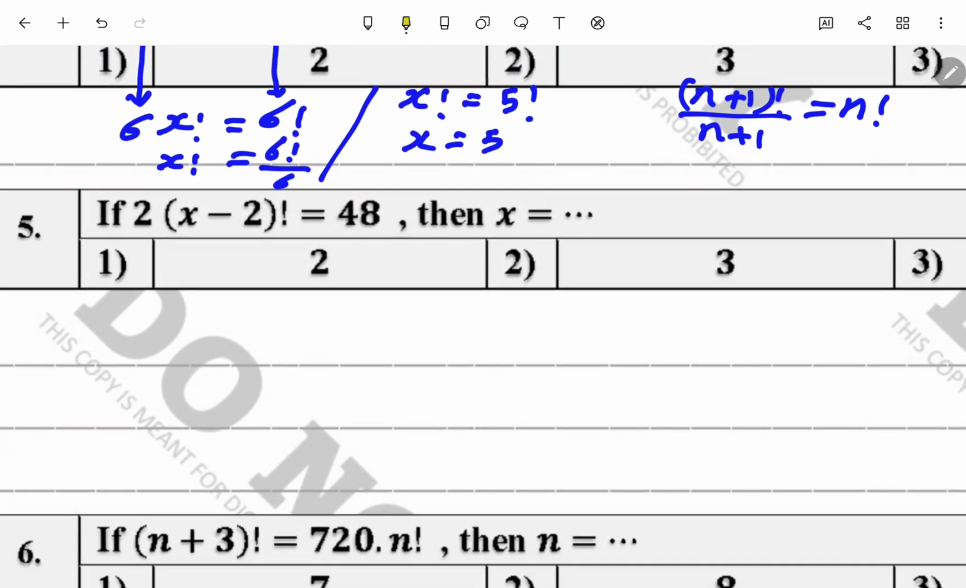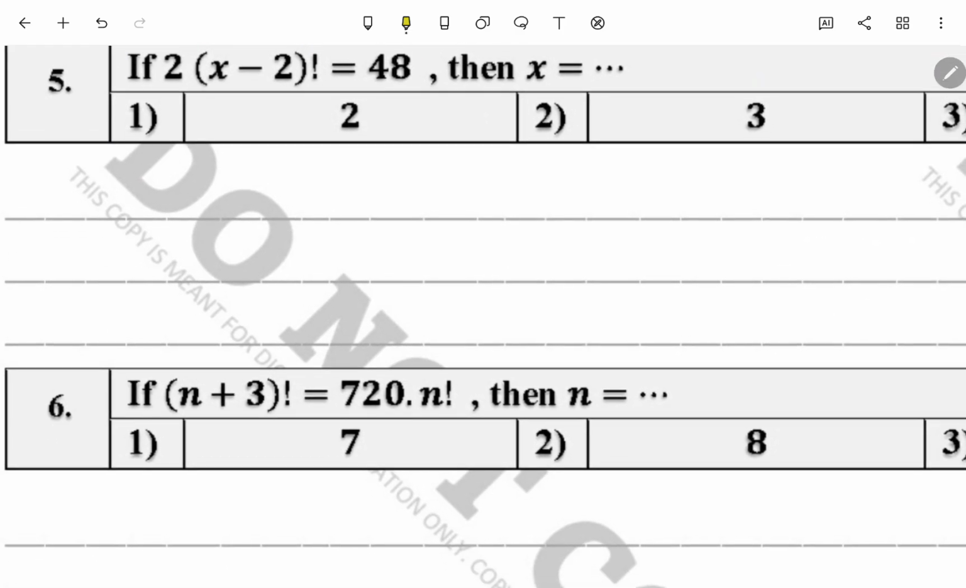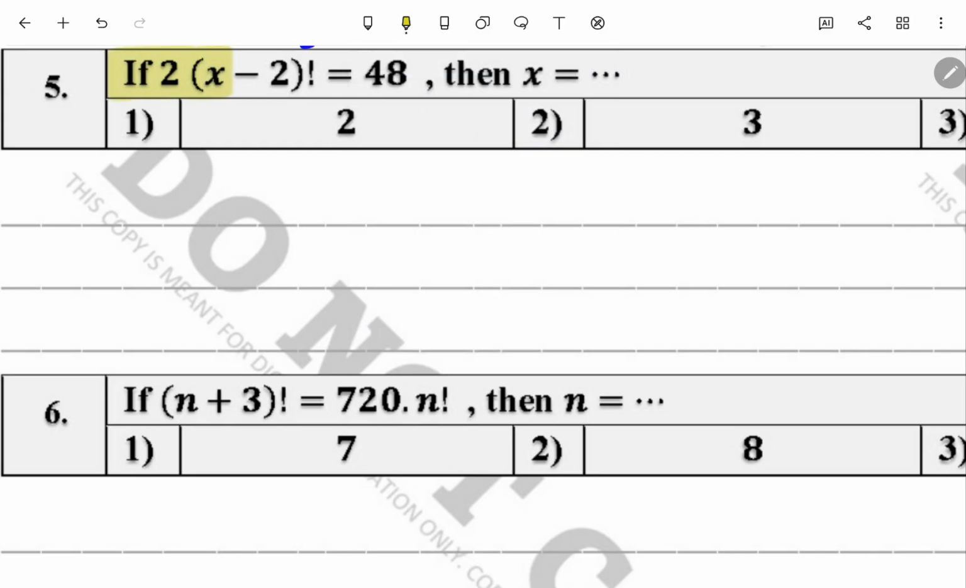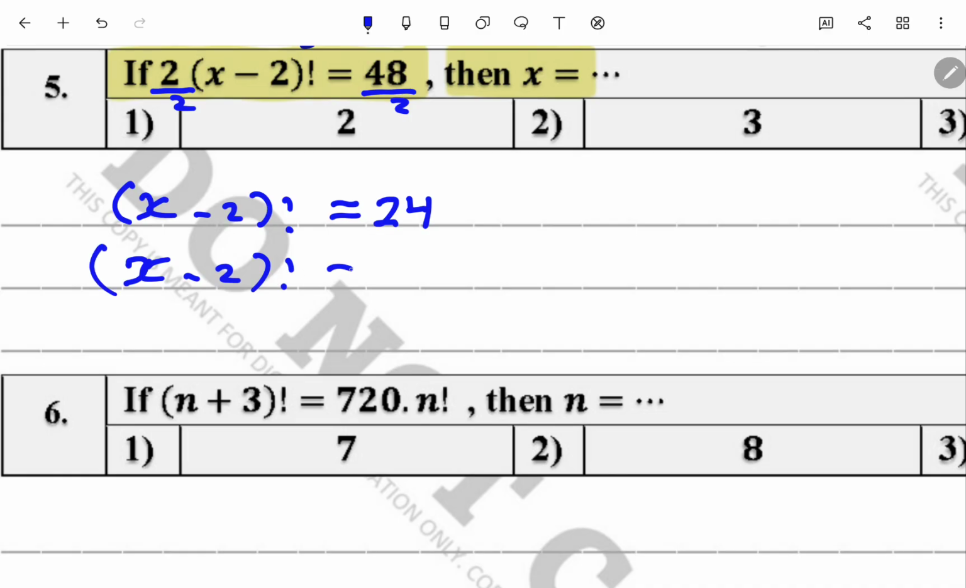In question number 5, you can see that if 2 times (x minus 2) factorial equals 48, then he is asking about x. You can divide both sides by 2, like this, by 2 here and by 2 there. That will give you (x minus 2) factorial equals 24.